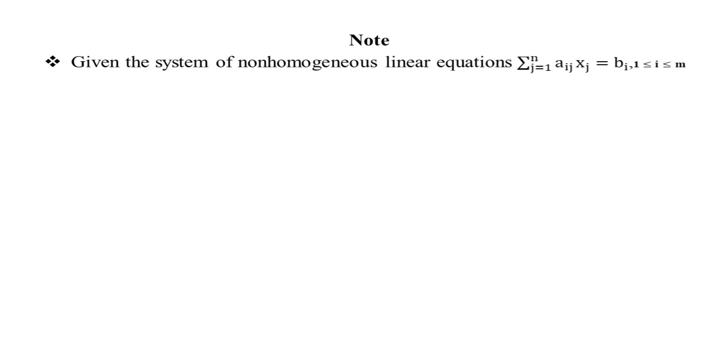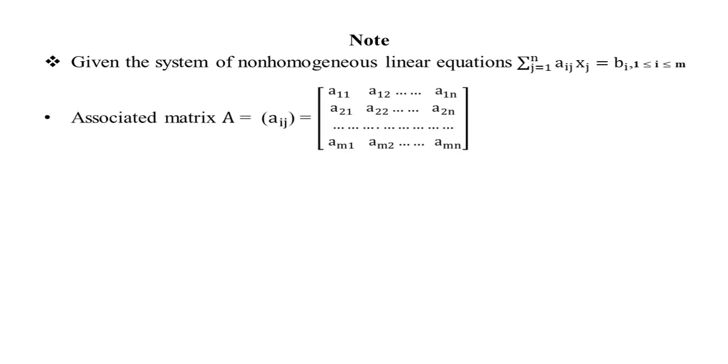Students, here is a note for you. Given the system of non-homogeneous linear equations, sigma j equal to 1 to n aij xj equal to bi for every i, 1 less than or equal to i less than or equal to m. The associated matrix A equal to the matrix aij, that is the matrix a11, a12, etc. a1n, a21, a22, etc. a2n, up through am1, am2, etc. amn. This is an m by n matrix and this contains mn elements.